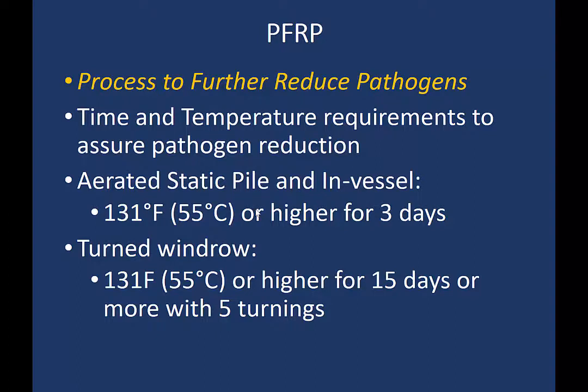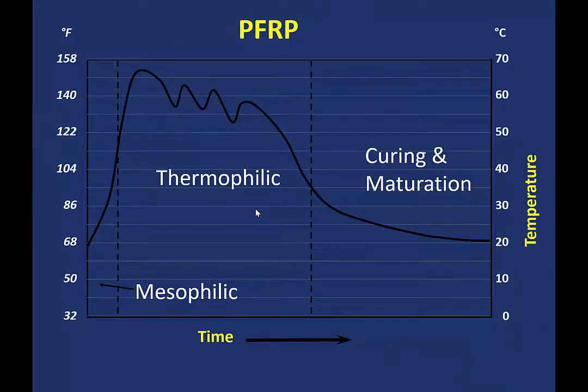So there's this process to further reduce pathogens, PFRP. Again, it's the time and temperature requirement to ensure that we have pathogen reduction. If I have an aerated pile, so I'm forcing air in, or an in-vessel system, I need it to be 131 degrees Fahrenheit or higher for 3 straight days. Okay, that's what I need. If I have a turned windrow, and I'm turning the system, I need it to be 55 or higher for 15 days or more within my 5 turnings. Okay, that's my regulation, and that's, again, to reduce pathogens. That's why we have it there, because it's that 131 magic number. We want to make sure that we hit that thermophilic stage.